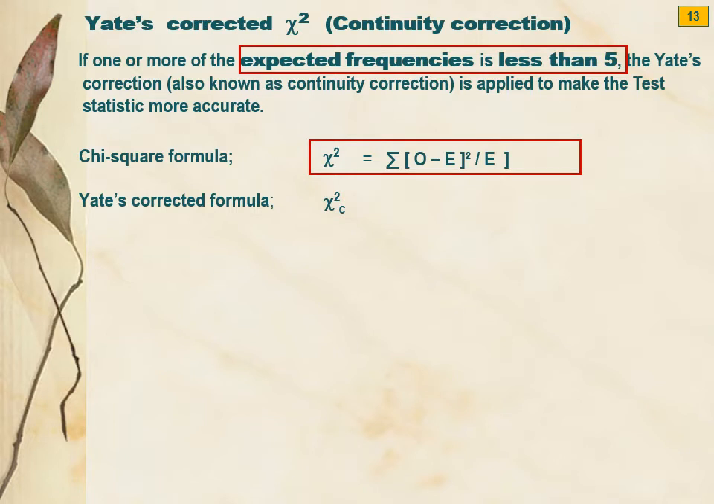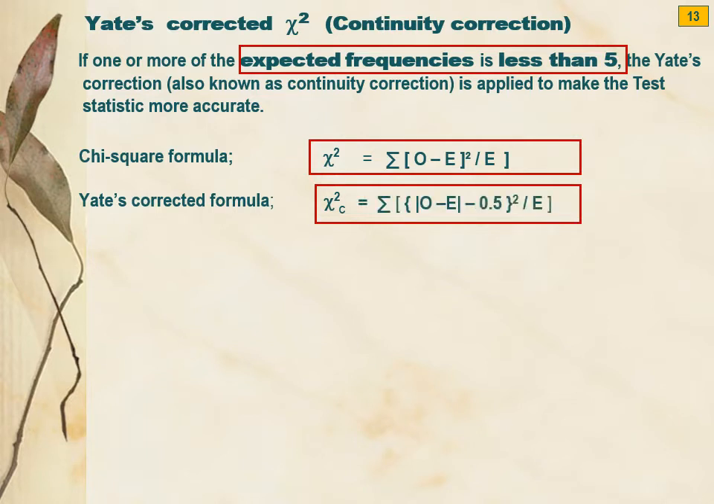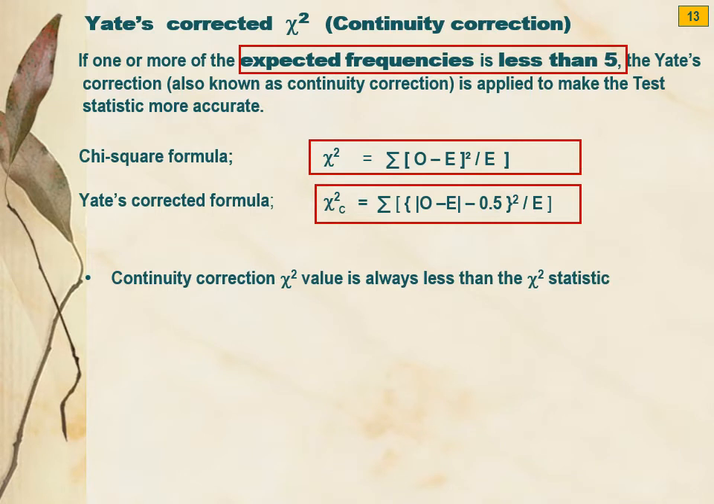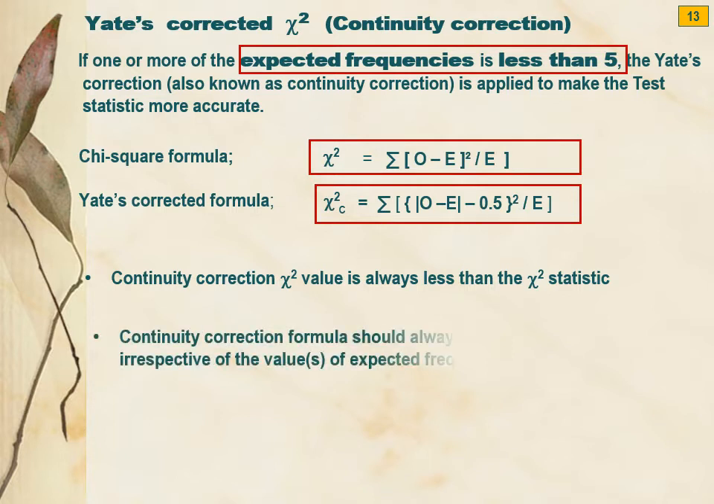If you found any expected frequency less than 5, 1 or more, then in the Yates corrected formula we further subtract 0.5 from the absolute value of the numerator and then we square it. That will reduce the numerator, and therefore the Yates corrected value will be smaller than the value obtained from the actual formula. It is always less than the chi-squared statistic. We will take an example to show that.